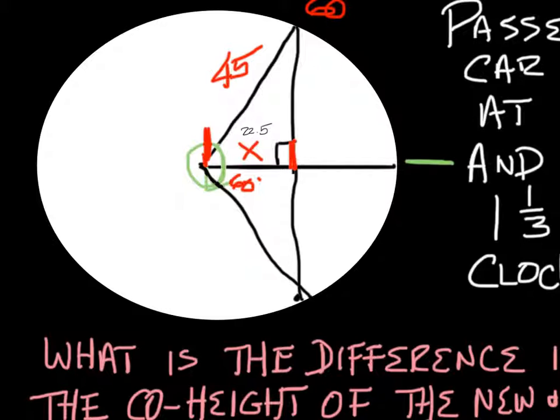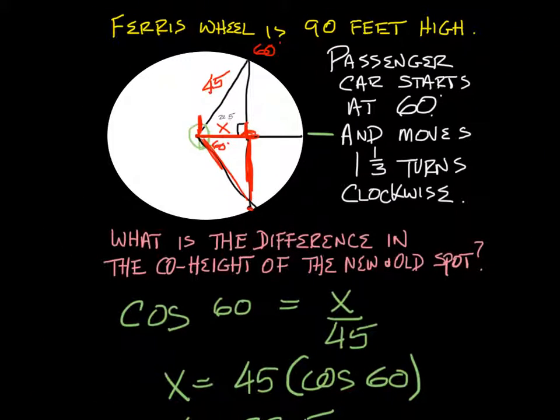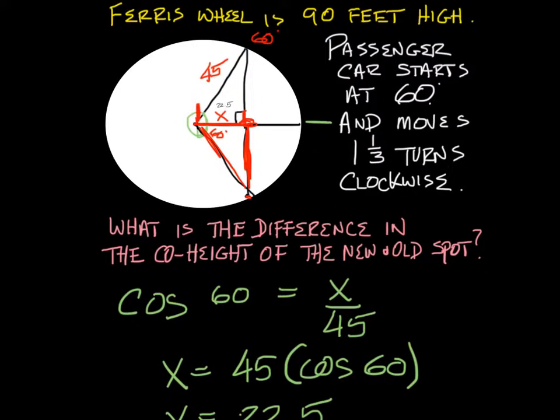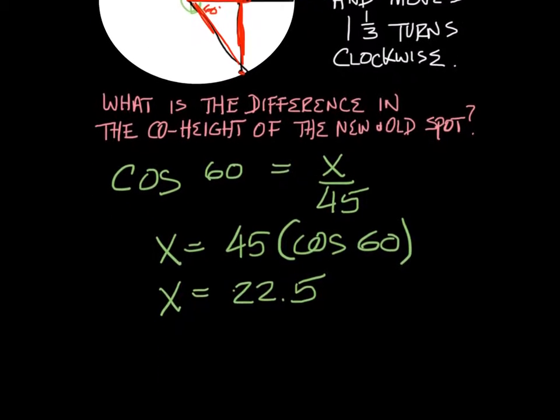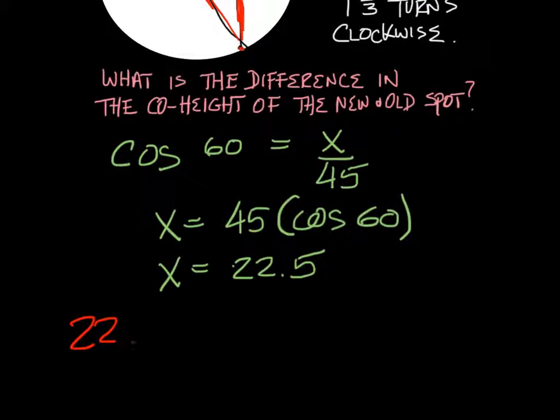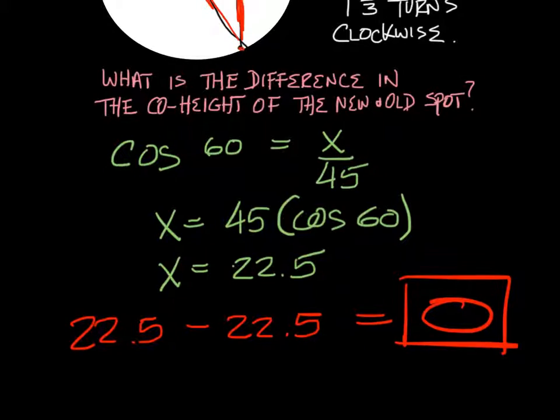It's the same thing. Here is the co-height for this car, out to here. It's the distance from the y-axis to this point here. It's still going to be 22.5. If you put 22.5 down for your answer, you're wrong, because the question says what is the difference in the co-height of the new and the old spot. Therefore, 22.5 minus 22.5 is 0, which would be the answer.